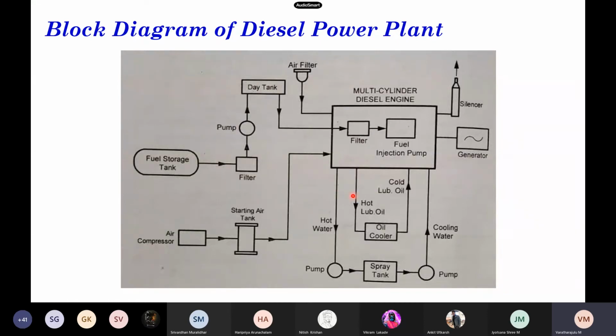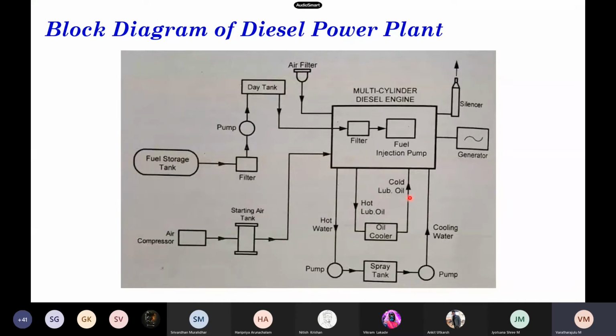And the seventh system is the governing system. The governing system is also not included in the picture. The function of the governing system is to maintain the speed of the engine at a constant speed irrespective of the load on the plant.